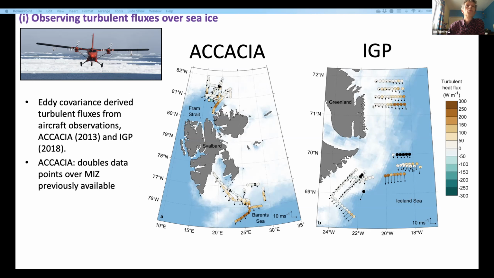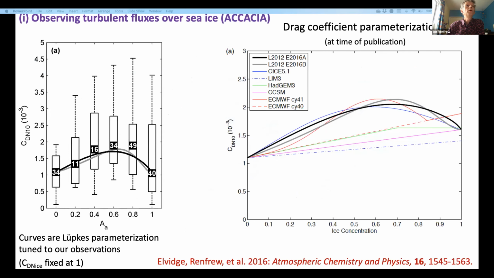There we go. So I'm going to cut to the chase with the results from that Acacia field campaign. And you can see the graph on the left here. What I'm showing is the exchange coefficient for drag, the momentum coefficient, drag coefficient here as a function of ice fraction. And our observations are the box and whiskers plots here, so the black bars.